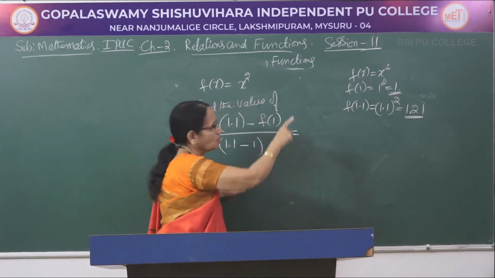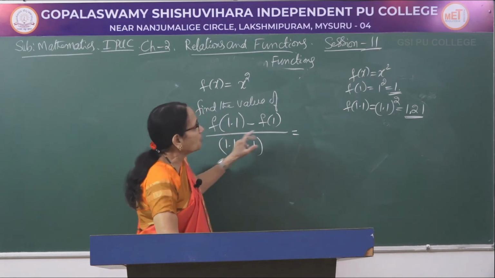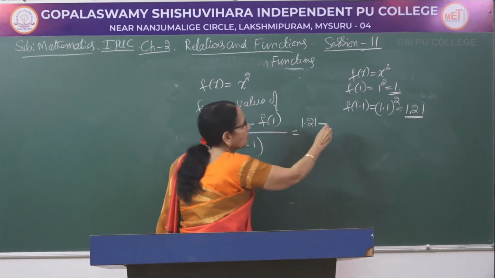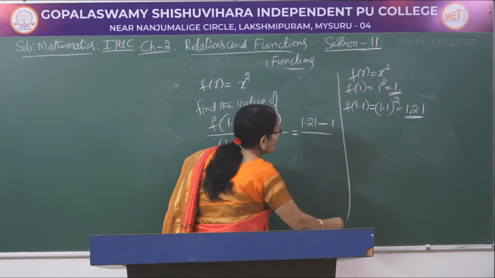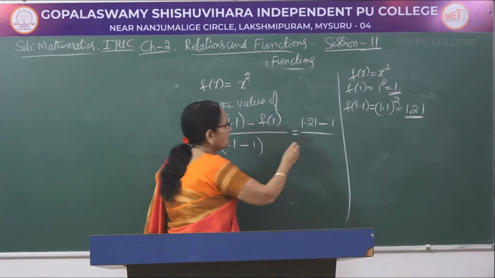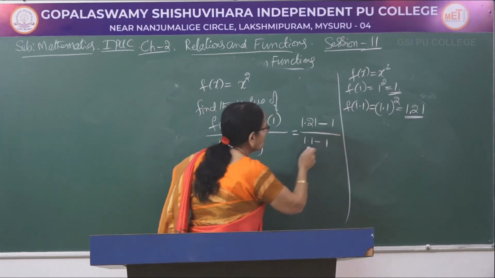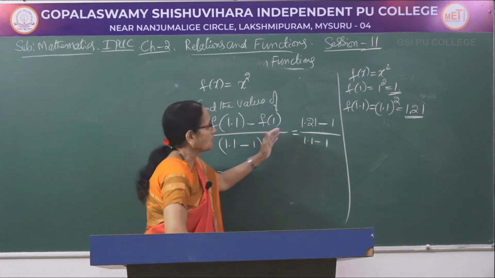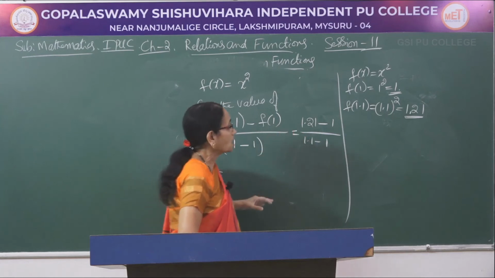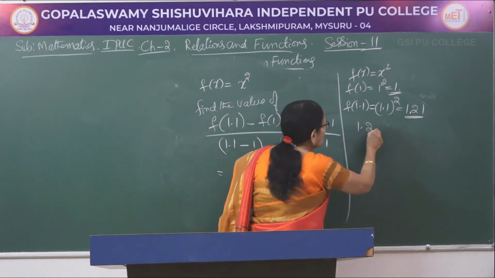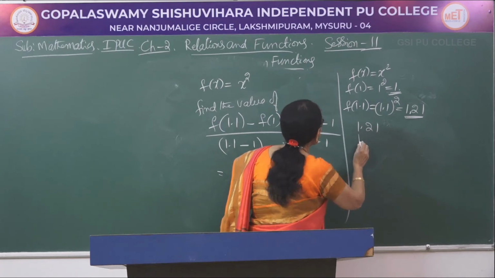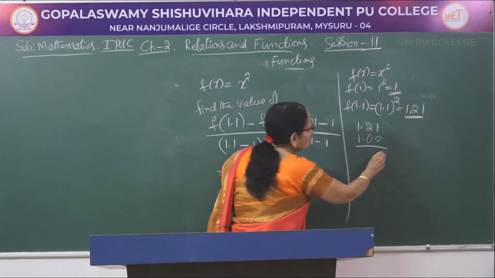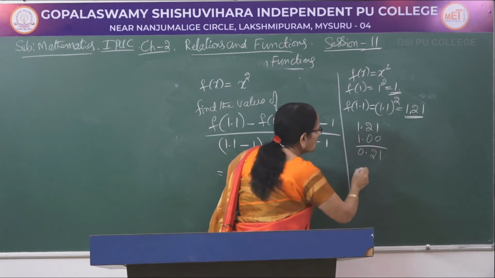So here we write the value. First you calculate them separately. f of 1.1 is 1.21. f of 1 is 1. You can do that in the working column. Denominator 1.1 minus 1. No need to calculate, it is already given. Now subtract. If you cannot do the horizontal subtraction, you can write vertically 1.21 minus 1. 1 means it is 1.00, you can write. So it is 1, 2, 1 minus 1, 0.